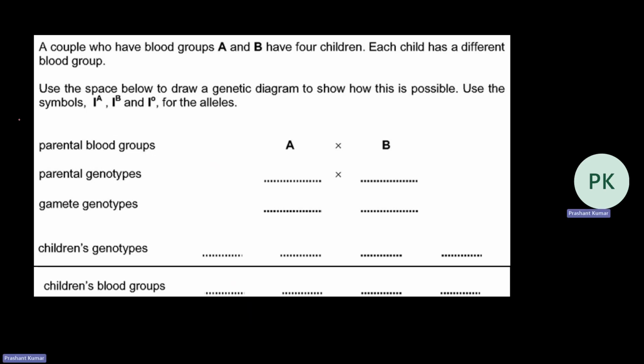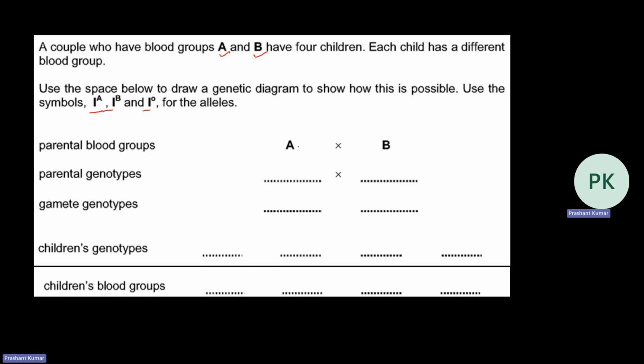So a couple who has blood groups A and B have 4 children. Each child has a different blood group. Use the symbols to draw the genetic diagram to show the possibility, and use the alleles given. So here the allele symbols are given, so always use those symbols which are given in the question. They're saying the couple have A and B blood groups and the children have all 4 types of blood group, right?